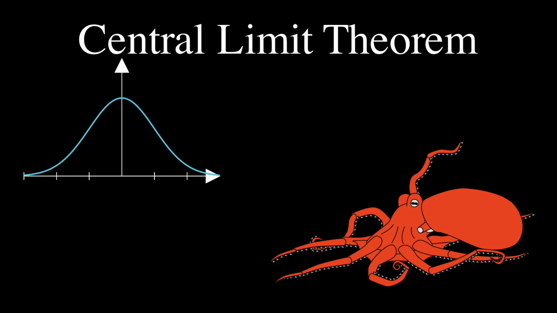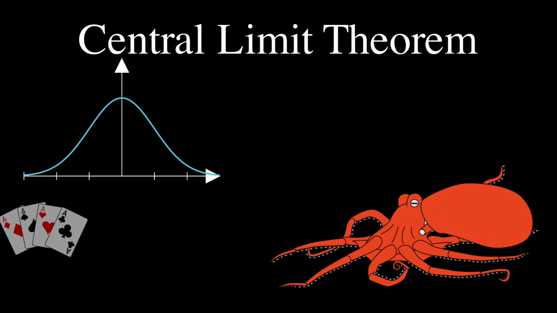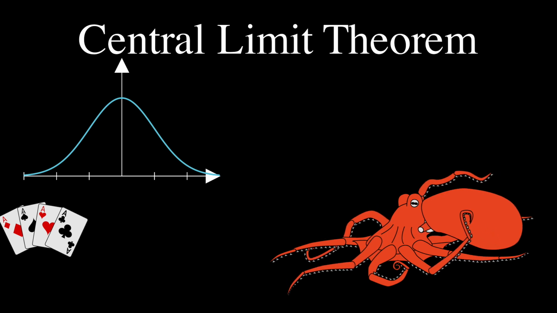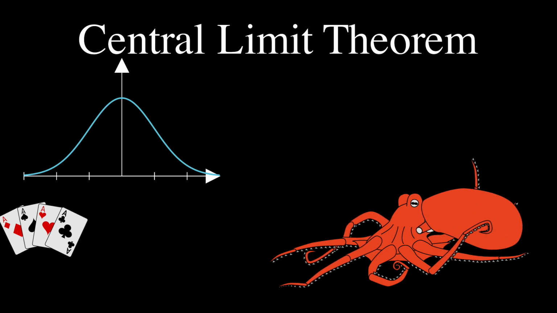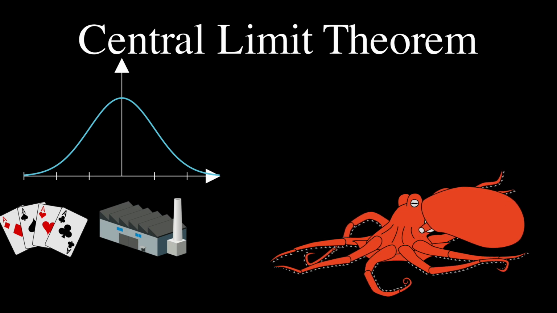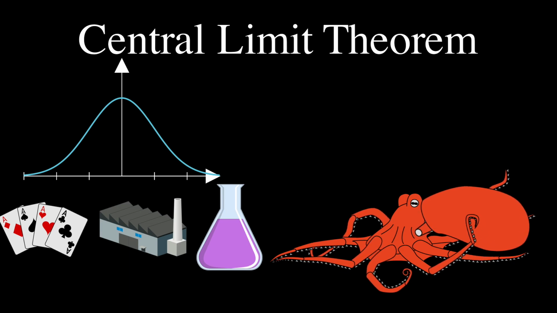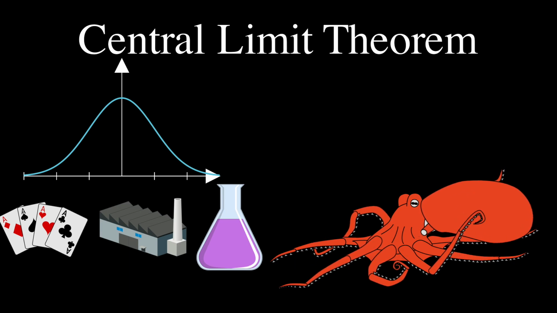The central limit theorem is the pattern that makes 7 the most common roll of 2 dice. Casinos use the same pattern to guarantee that you lose. Factories use them to ensure that their machines produce high-quality products. And almost every scientific study ever uses the central limit theorem to come to conclusions.